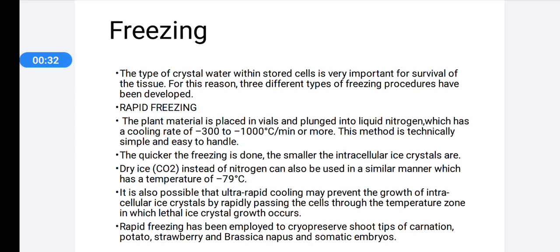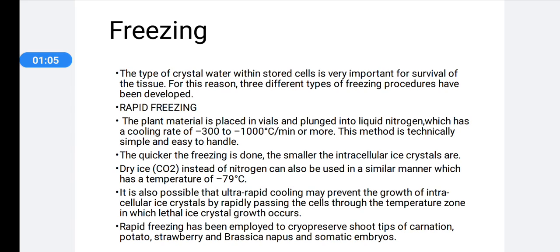In rapid freezing, the plant material will be placed into vials after all the pre-treatment and addition of cryoprotectants. We will place them in the vials and plunge them into liquid nitrogen, which has a cooling rate of minus 300 to minus 1000 degrees Celsius per minute or more. This method is technically very simple and very easy to handle. The quicker the freezing is done, the smaller the intracellular ice crystals are.